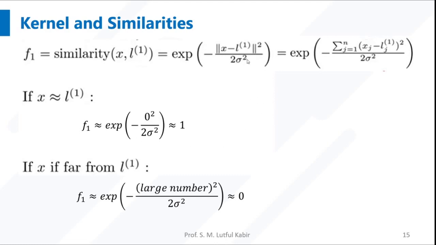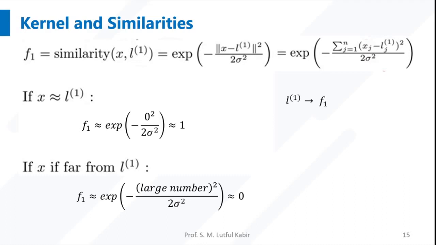For L1 we will calculate f1, for L2 we will calculate f2, and similarly for L3 we will calculate f3. Why are there 3 landmarks? Why not more, why not less? We will discuss this later on.